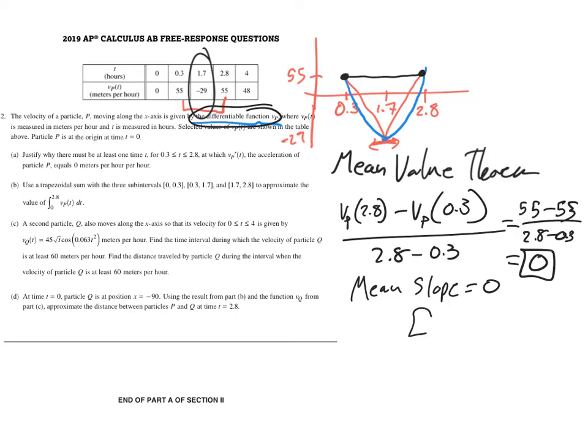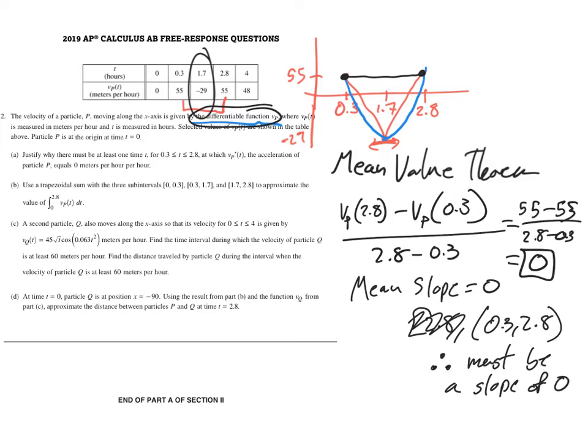Somewhere between 2.8 and, oops, I wrote this wrong. Somewhere between 0.3 and 2.8, therefore there must be a slope of 0. And that's basically the mean value theorem. Like I said, you could also talk about it as the extreme value theorem because there's a max or a min. Whatever makes the most sense to you. The point is, we know somewhere there has to be a slope of 0.